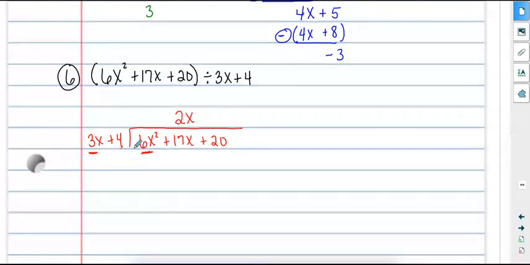Okay, 2x times 4 is 8x. And then 2x times 3x is 6x squared. Okay, so we have to subtract, and the whole thing is subtracted. So 6x squared minus 6x squared is 0. 17x minus 8x gives us 9x. Bring down the plus 20.